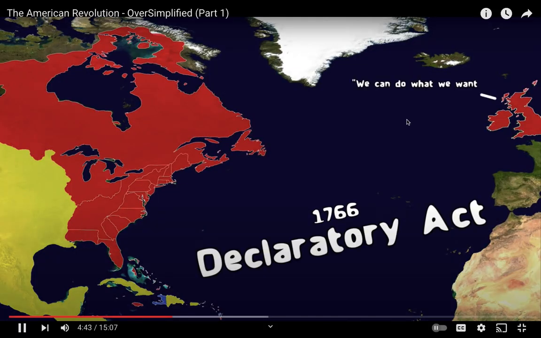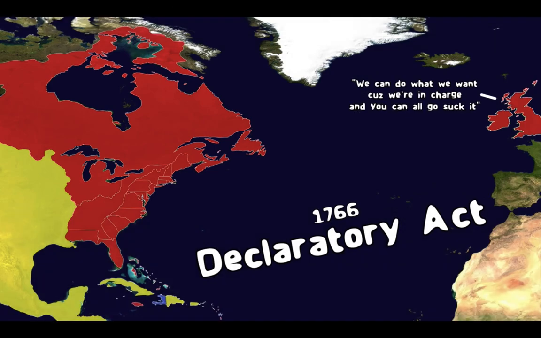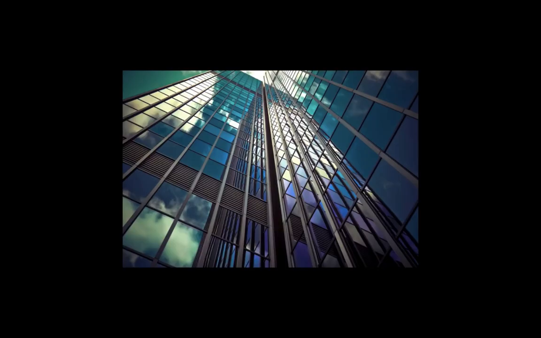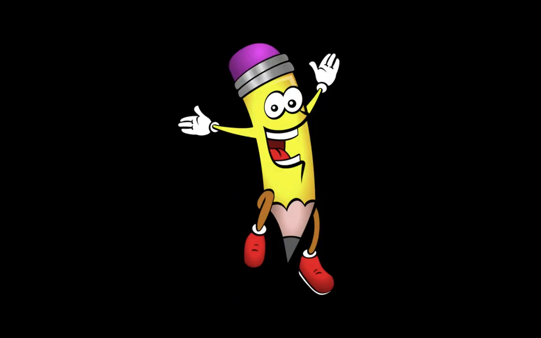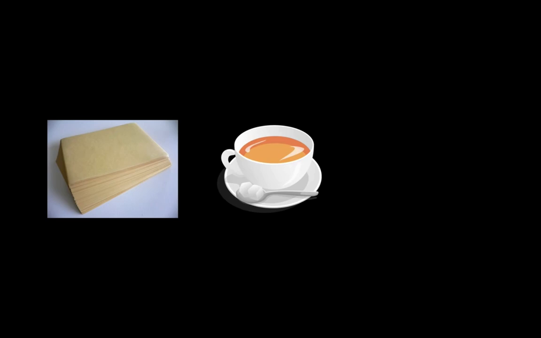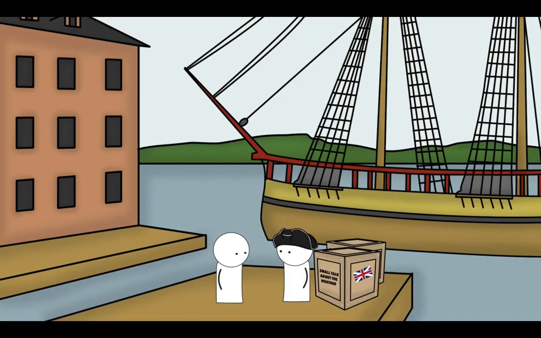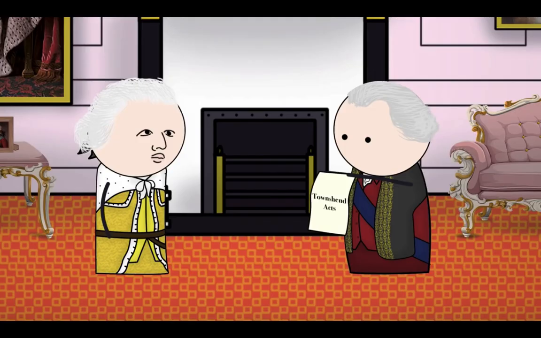So in 1766, the British made a declaration saying, "We can do what we want because we're in charge and you can all go suck it." Then they levied a whole bunch of new taxes on the Americans via import duties. Glass? There's a tax for that. Lead? There's a tax for that. Paper? Tea? Oil? There's a tax for that. And once again, the Americans boycotted British goods, British business felt the pinch, and the British had to back down.